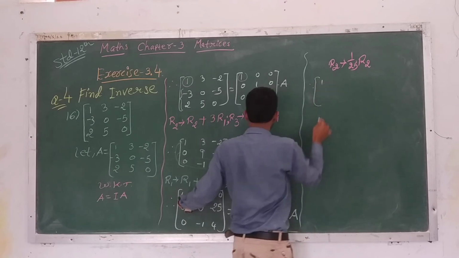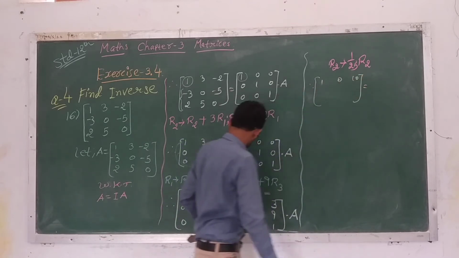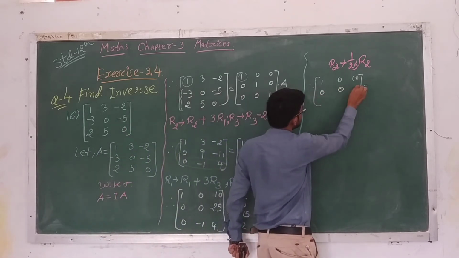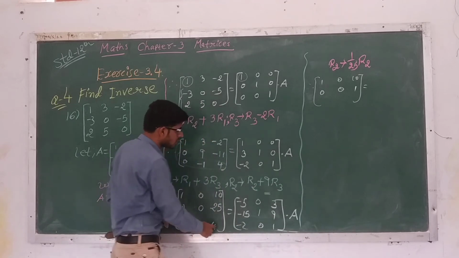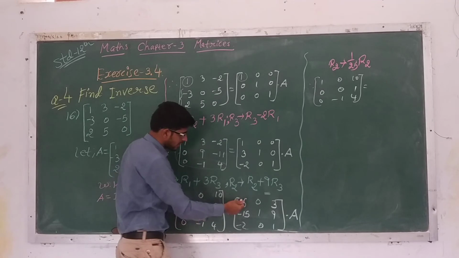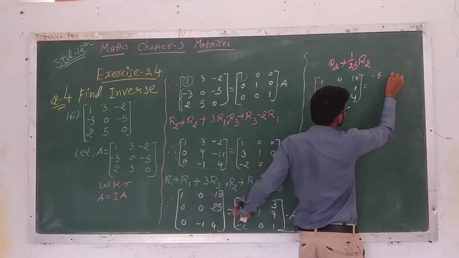Therefore 1 0, 1 0. Second row 0 0 25, divided by 25 will be 1. So 0 0 1. Here 0 minus 1 4. Right hand side, first and third rows as they are. So minus 5 0 3.